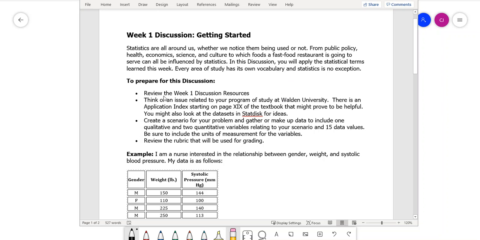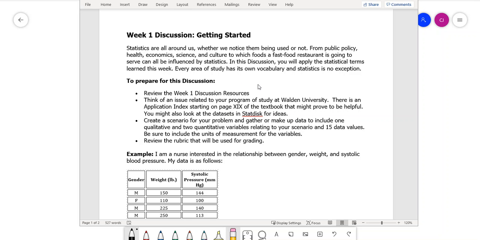And then to think of an issue related to your program. So you guys are probably all in some type of program. A lot of students in this course are in the medical profession, and so you may be going for your BSN or your master's in nursing or so on, and so you want to think about maybe some issues, and there's lots and lots and lots of issues out there you can look at, and so you try to think of something maybe you want to collect some data on, or talk about or think about, and it says here that there's an application index in the appendix of the textbook.